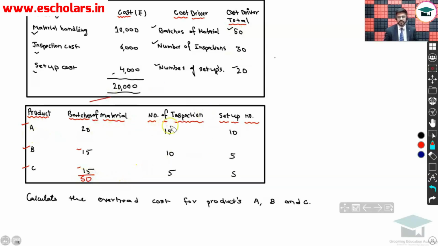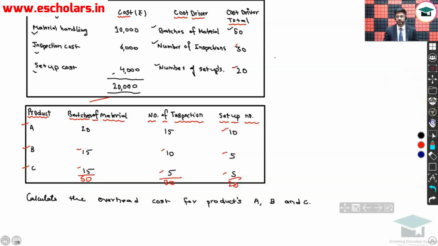Now product A is having 15 inspections out of a total of 30 inspections. Product B is having 10 inspections, and product C is having 5. So the total is 30. Basically this is the bifurcation of this cost driver total. Then products A, B, and C have number of setups 10, 5, and 5. Total is 20. I hope this is clear.